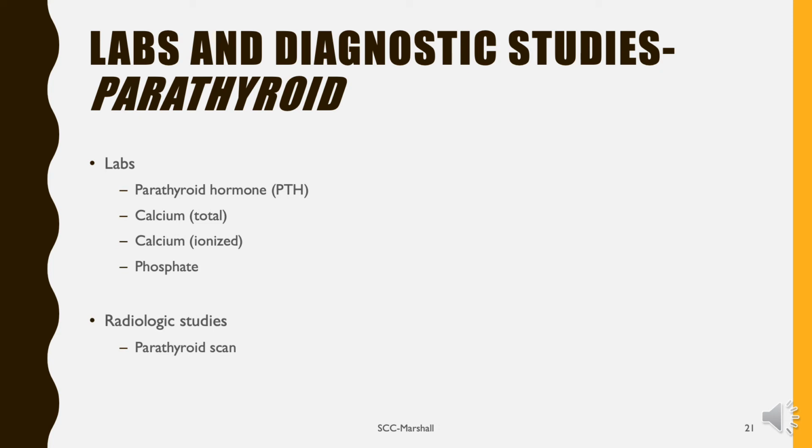And then radiologic studies, they might do a parathyroid scan where they use those radioactive isotopes again, because think about where the parathyroid glands are located in terms of the thyroid. So they give the radioactive isotopes, they're then taken up by the cells in the parathyroid gland, and then they get images of the glands and any abnormally active areas.